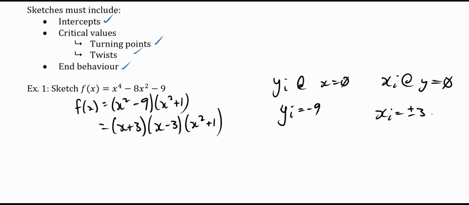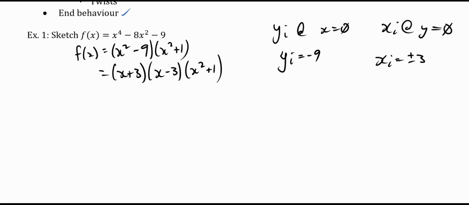Because x squared plus 1 is never going to be 0, that doesn't help us out. So we've got two x-intercepts. So we've got the intercepts done, all of them. Now we're going to go to the critical values, the other critical values. And for that, we need to know the derivative. So we go ahead and take the derivative. And we're going to factor it as well, because that's what's going to allow us to find those values.